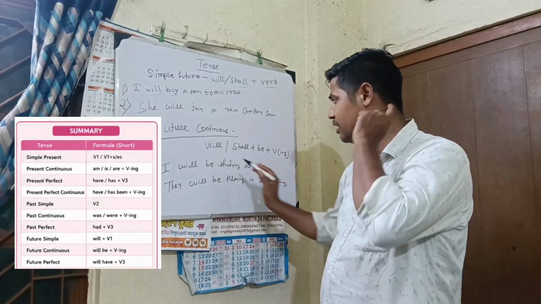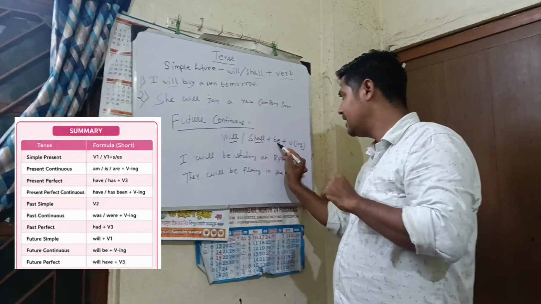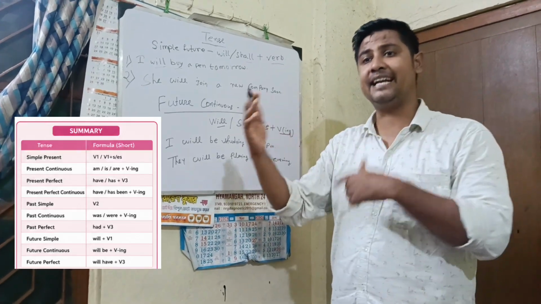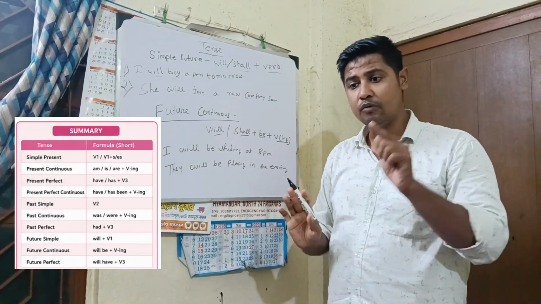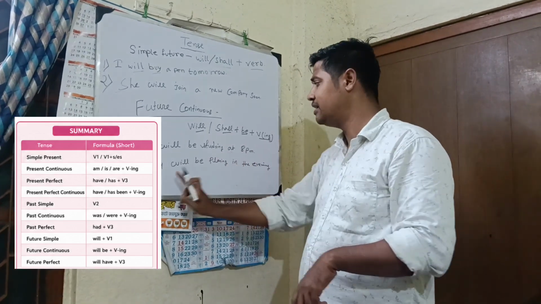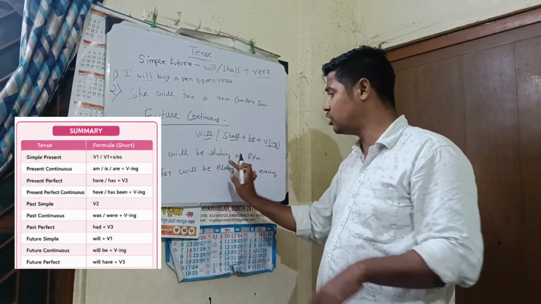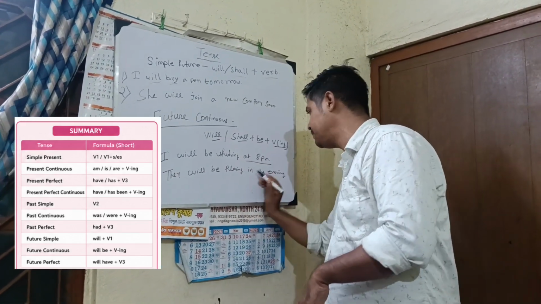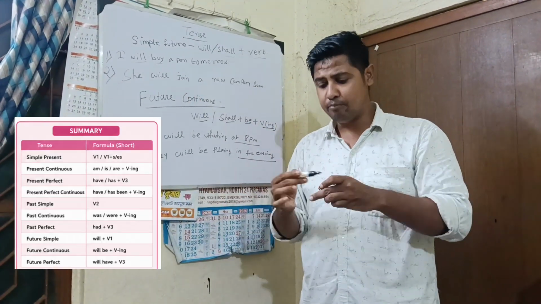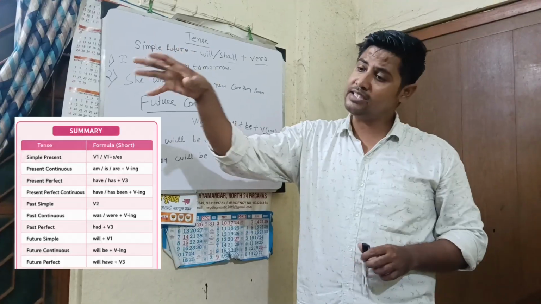Future continuous এর ফর্মুলা কি? will or shall be প্লাস ভার্ব আইএনজি. এটা মাথায় রাখবে, অনেকেই এটা ভুল করে, will এর সাথে ডাইরেক্ট আইএনজি যোগ করে দেয়, সেটা কখনো হয় না. will প্লাস be তার সাথে আইএনজি, যেমন I will be studying at 8 pm, they will be playing in the evening. দেখো দুটোর ক্ষেত্রে একটা টাইম ফ্রেম আছে, একটা at 8 pm in the evening, মানে ফিউচারে কোনো সময় কোনো কাজ হতে থাকবে বোঝালে আমরা ফিউচার কন্টিনিউয়াস ইউজ করি.